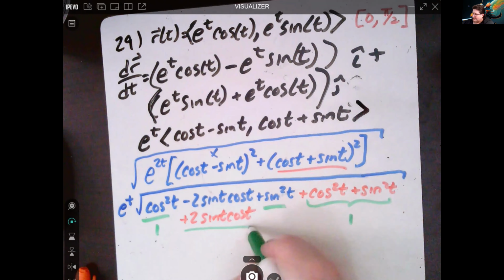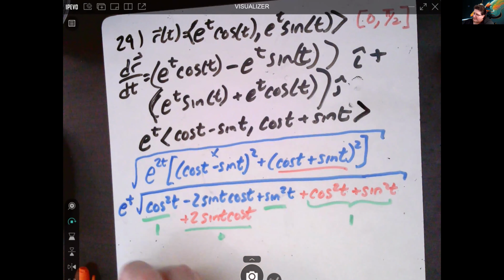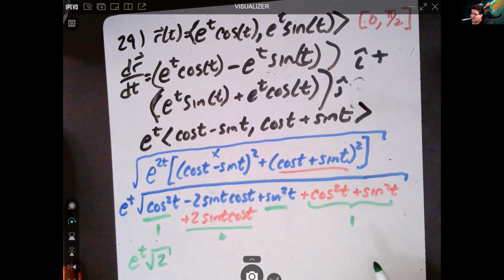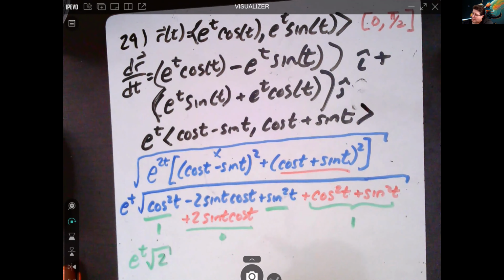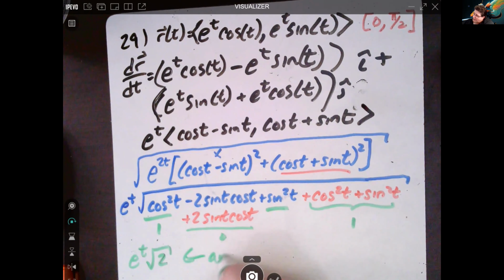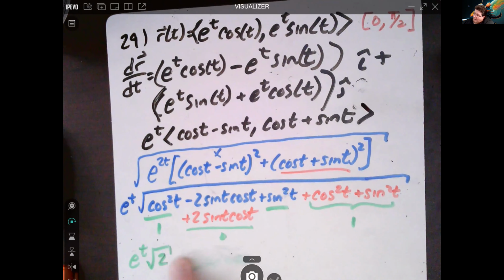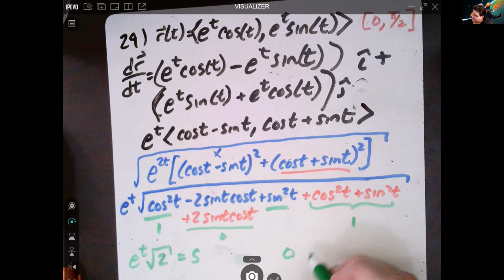And these two cancel, right? So I have e to the t times the square root of 1 plus 1, e to the t root 2. That's my arc length, S. That's S, and we wanted it from 0 to pi over 2.